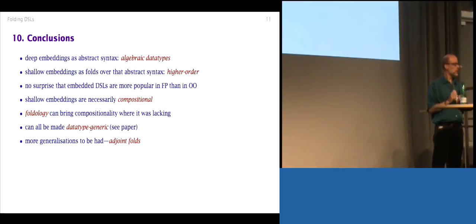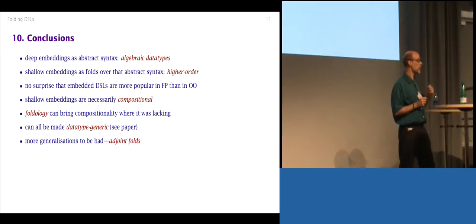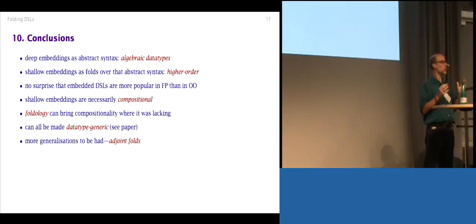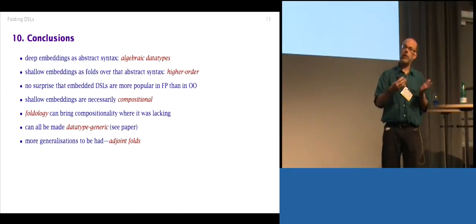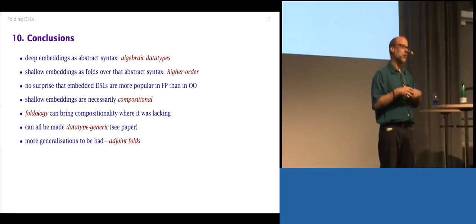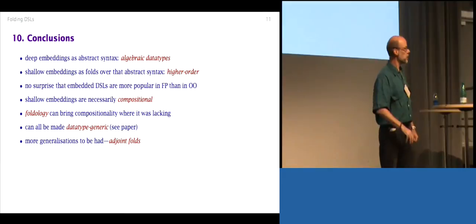Compositionality is important, and we can regain compositionality when it wasn't so obvious that we had it. And you can make it all datatype generic. That's in the paper. These folds are all really common. They're not just variations on the idea of folds. They really are all folds in a common abstract categorical setting.